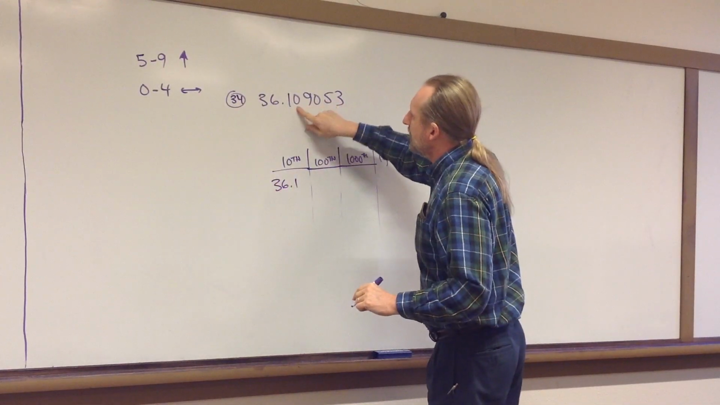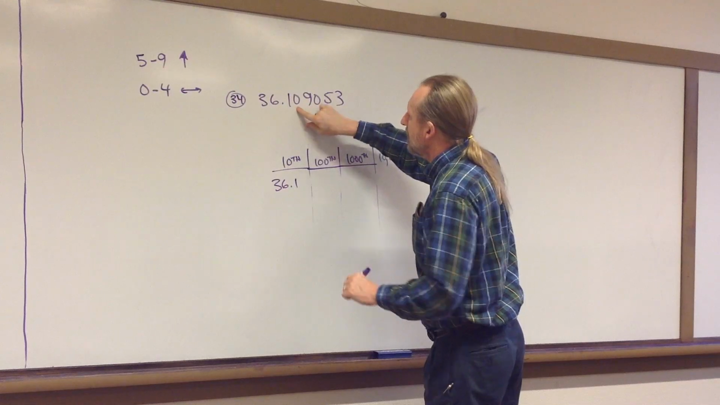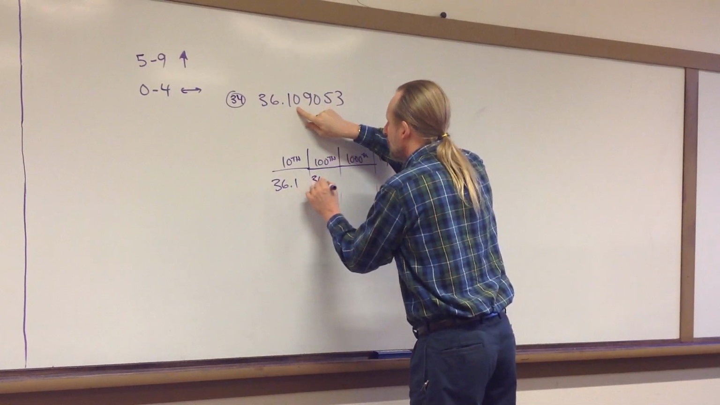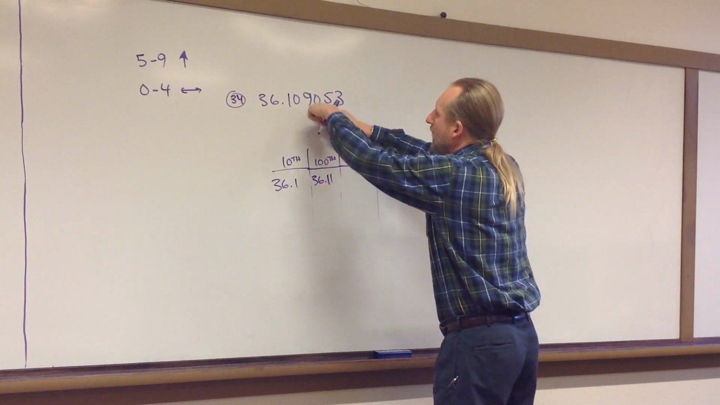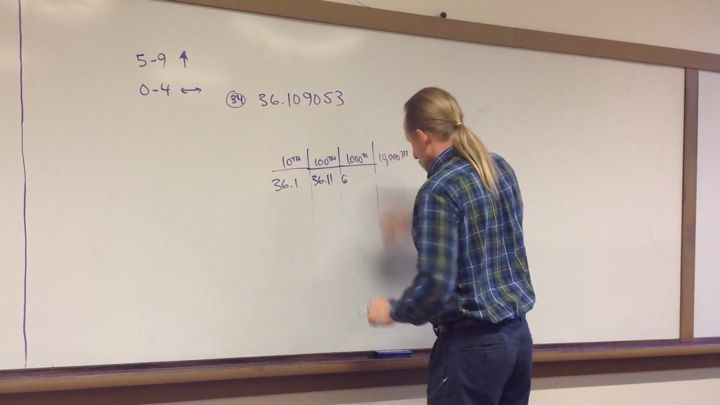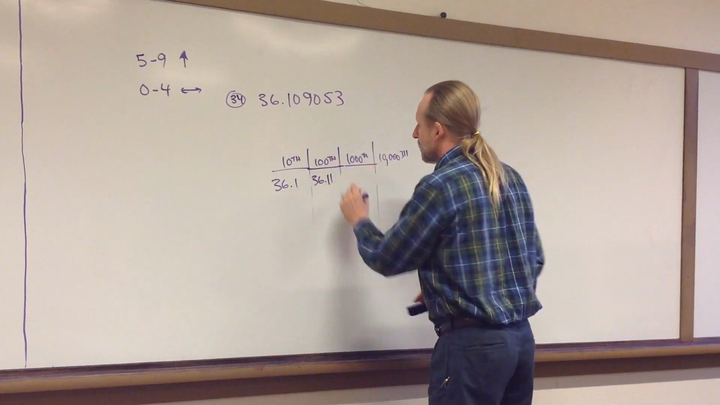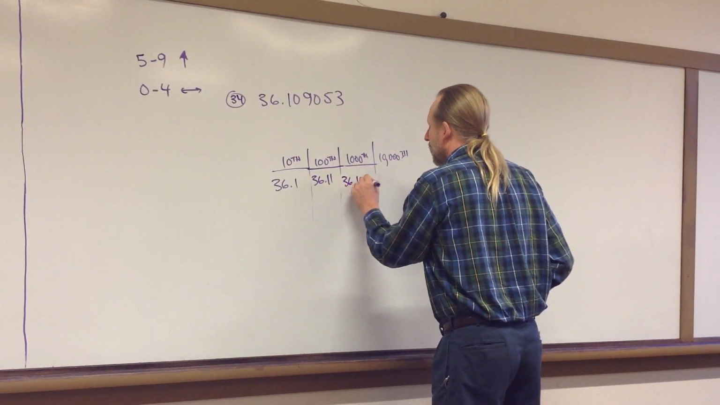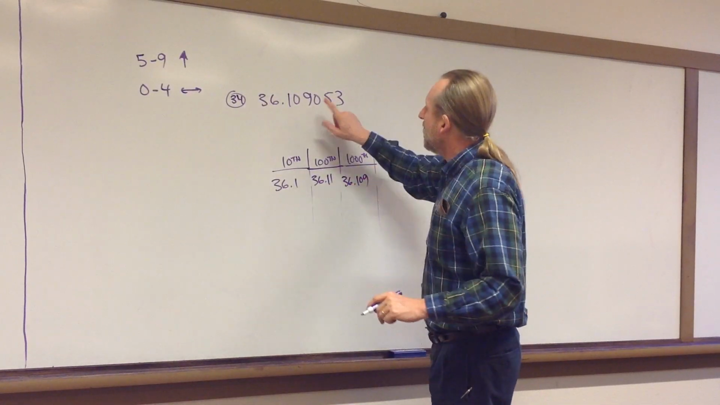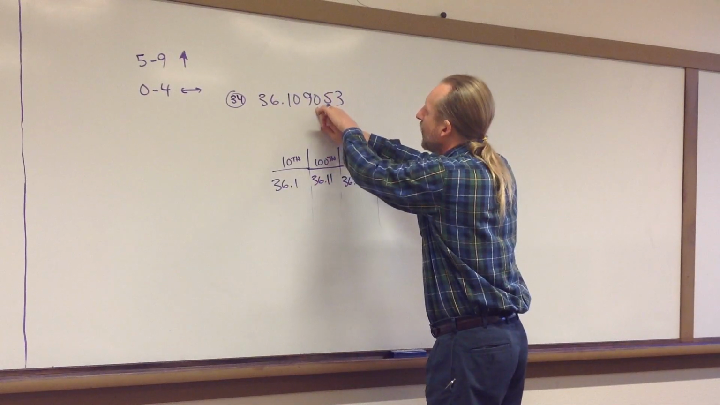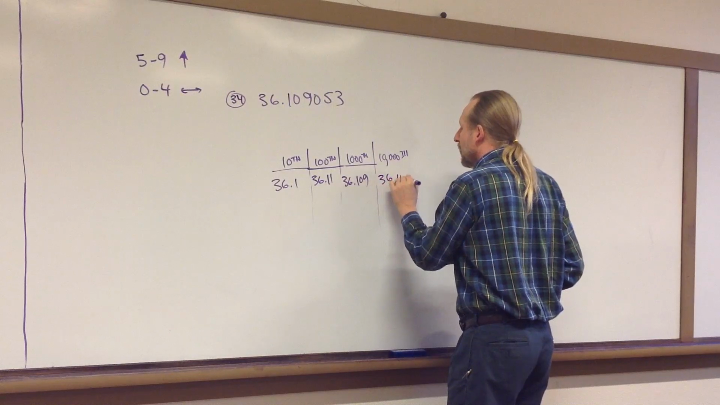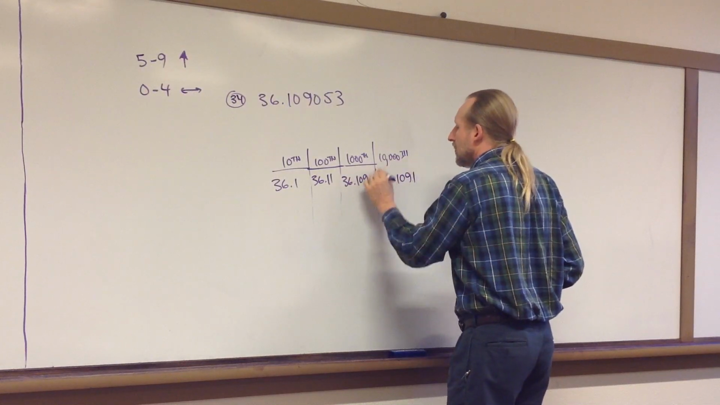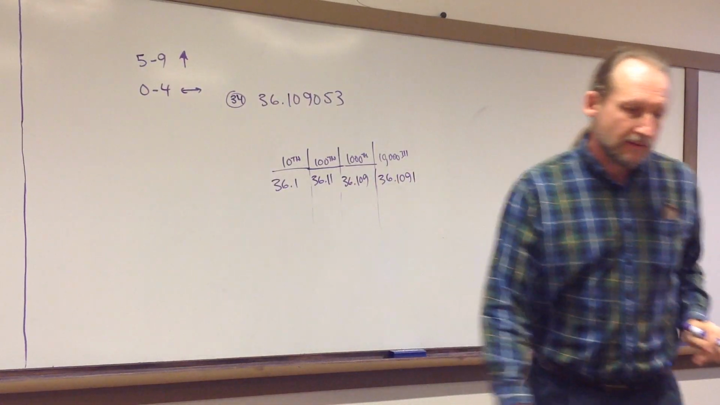The hundredths place has a 0, and next to it is a 9, so that's going to round up to 36.11. The thousandths place has a 9, next to it is a 0, so that's going to be 36.109. And then the 10,000ths has a 0 there. The one next to it is a 5, that's going to push it up 1, 36.1091. Okay.